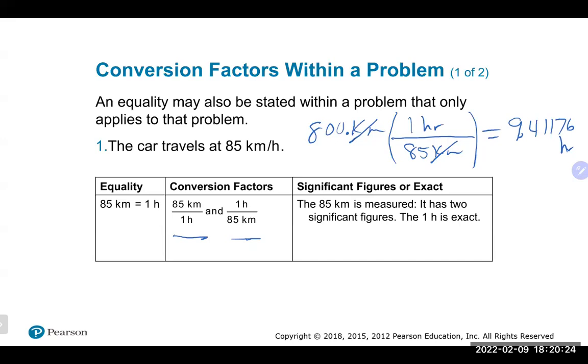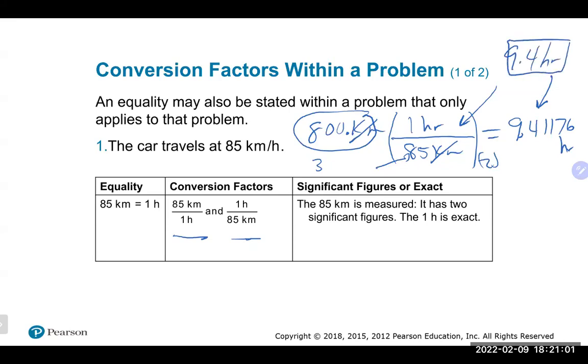It should be 2. Technically speaking, when I put the decimal there, that has 3. This is really not a true equality for every situation. What I mean by that is 12 inches is always a foot no matter what the situation is. You may not always be driving 85 kilometers per hour. So that's one where you would want to look at the significant figures. In this case, we would look at the 85, which has 2, which means technically this should end up at 9.4 hours.